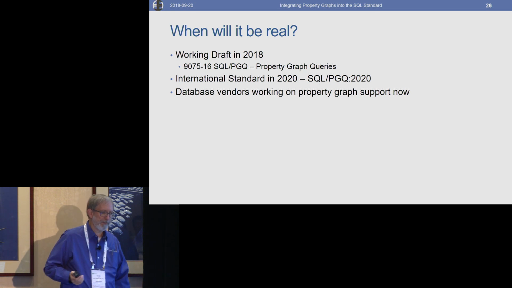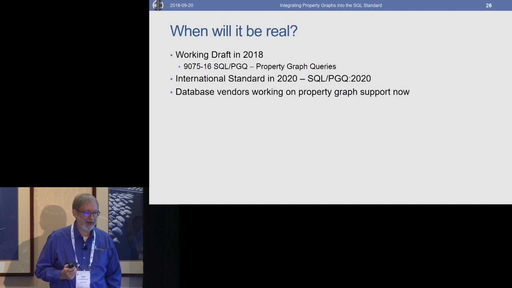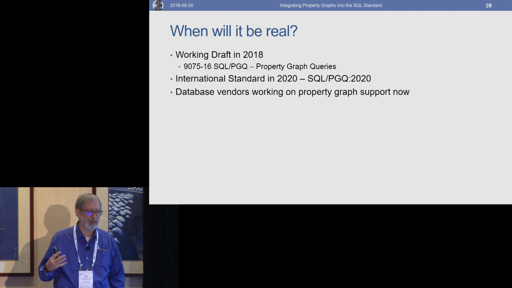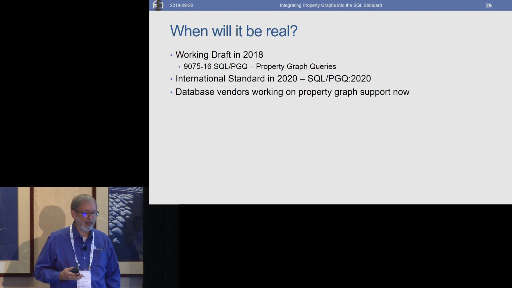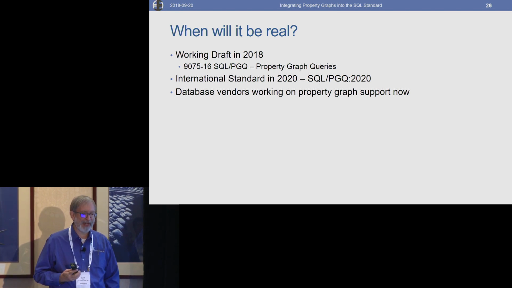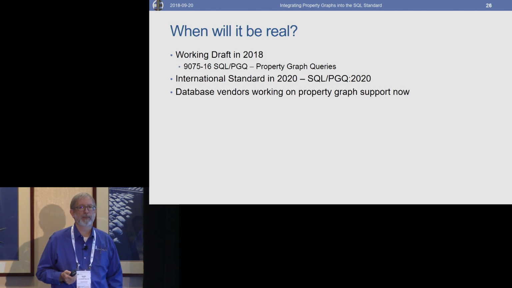So when will it be real? We should have a working draft by the end of this year, a pretty good working draft of the property graph queries. What we're calling it is SQL/PGQ, and it's going to be part 16. If we do that, there's a good shot that we can actually have an official standard by 2020. There's a whole set of things that we've been referring to as SQL 2020, and this is part of it.